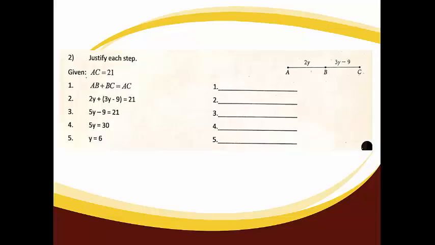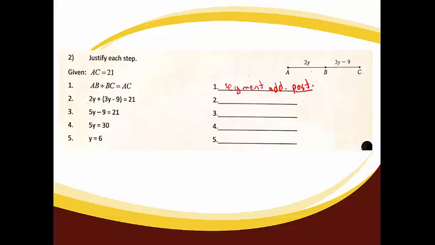So in number 2, it says we are given that A to C is 21. And so they're starting by adding each piece of the segment together to get the whole thing. And if you don't remember what that's called, just think about they're adding segments together. So we call that the segment addition postulate. And again, we're just going to abbreviate here.